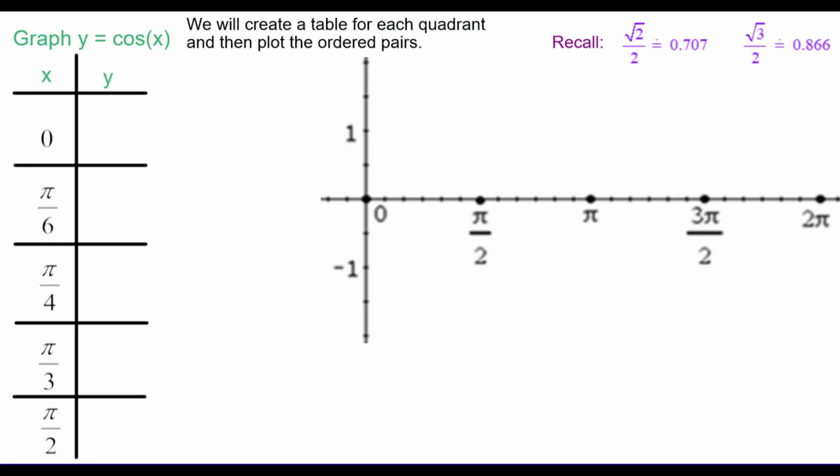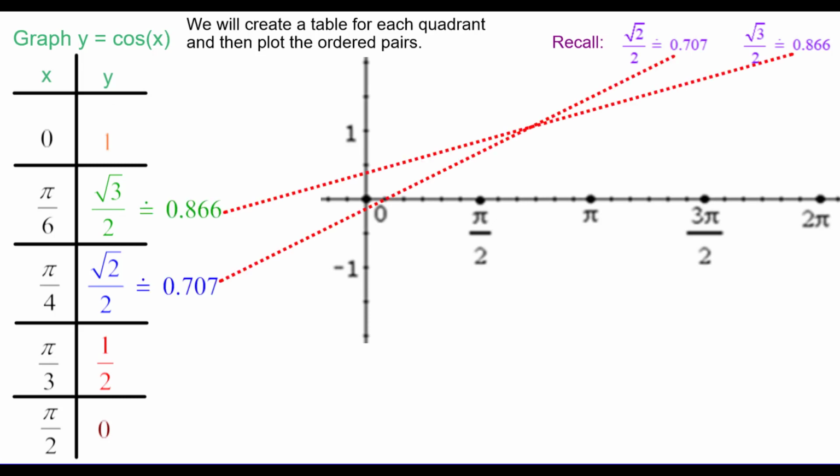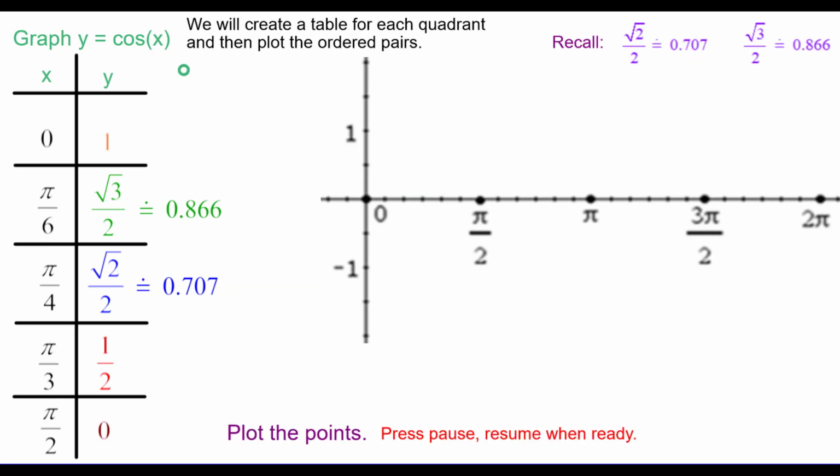So here are the values for quadrant 1, including the beginning and end of the axes of that quadrant. Copy and complete this table for quadrant 1. Press pause, resume when you're ready. These are the values that you should just know, and these are the decimal approximations to help us plot these ordered pairs. So go ahead and plot the points right now. Press pause, resume when you're ready.